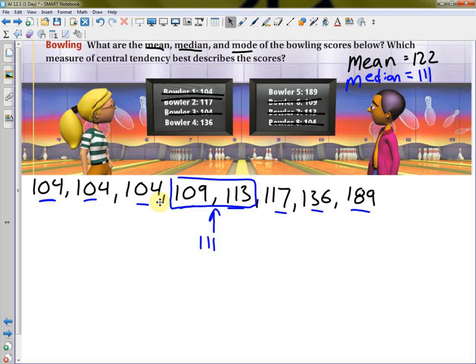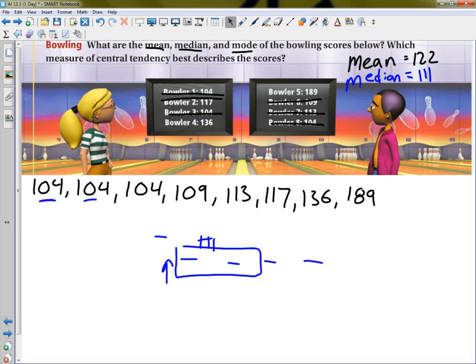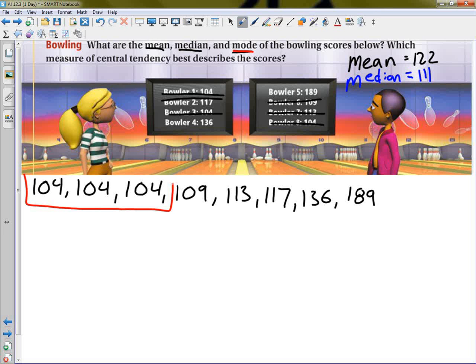So let me clean up a little bit. There we go, all clear. The last one we need to talk about is the mode, which is the most often occurring one, which we have 3 104s, only one of everything else. So my mode is 104.